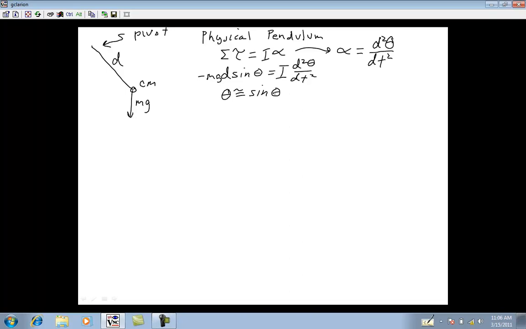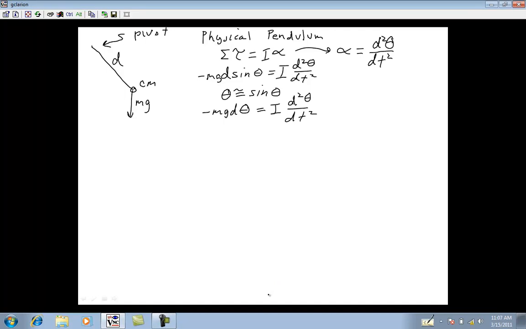All right. So then I'm going to rewrite this as minus mgd theta is equal to I times the second derivative of theta. Like that. And then, yeah, go ahead. I'm just on the second step where negative m... Thank you for asking that, by the way.